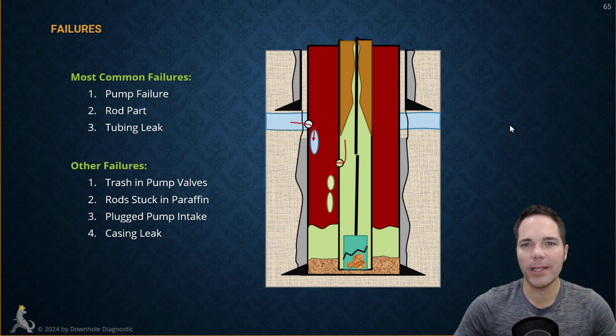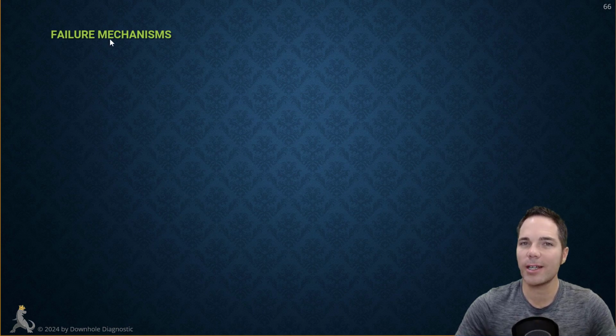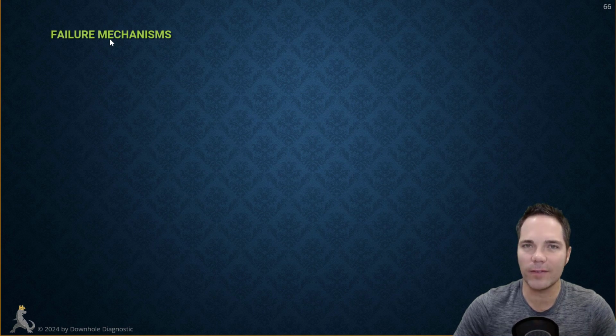So these are the most common types of failures right here. Let's look at different types of failure mechanisms. We're talking about this here because when you talk about optimization, a lot of times we're focused on extending run life. I just want to make sure everybody understands some of these basic principles. We'll go into more detail in this later on in the course.